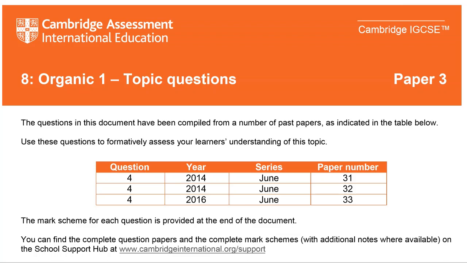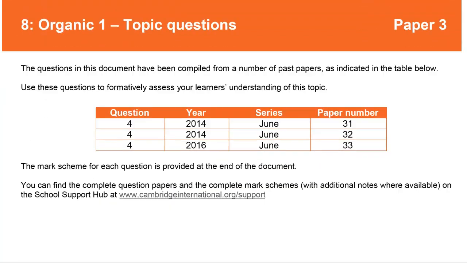In this episode, I'm going to solve more questions related to organic chemistry. These questions are cited from three different past papers, and all of them are question number 4, but from different years. The first one is from 2014, June 31, and the second one, same year, same series, June, but paper number 32, and the last question from 2016, June 33. So, let's start with the first question.